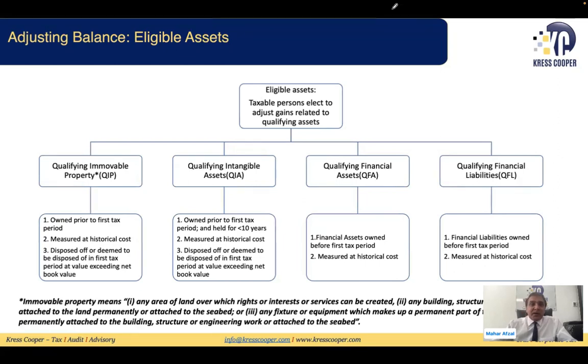So what is qualifying immovable property? Qualifying immovable property is an immovable property that fulfills these three conditions.